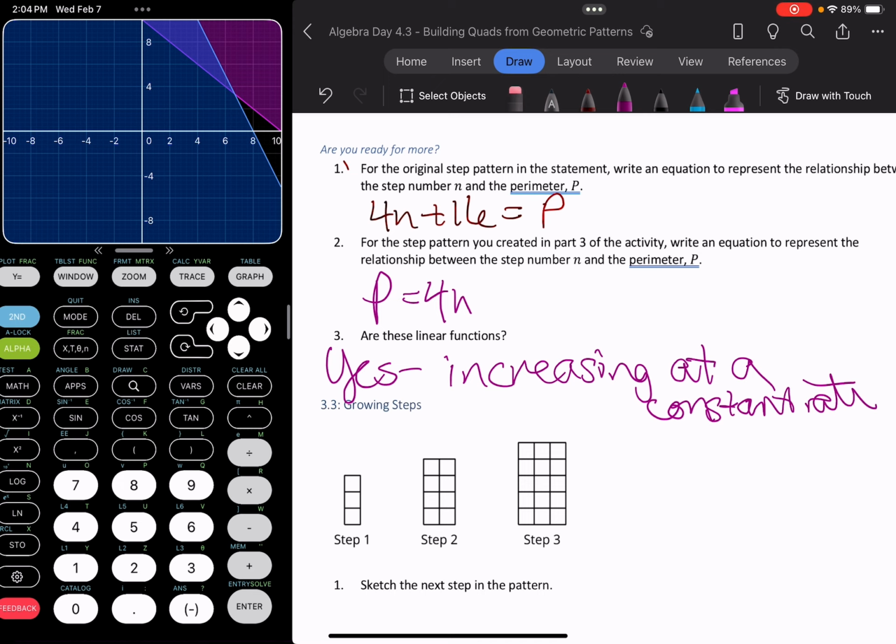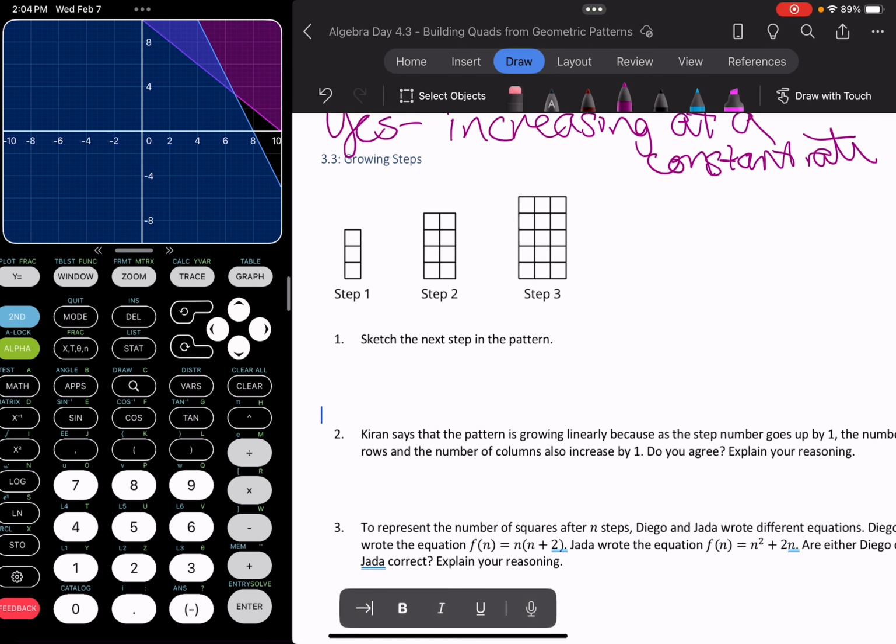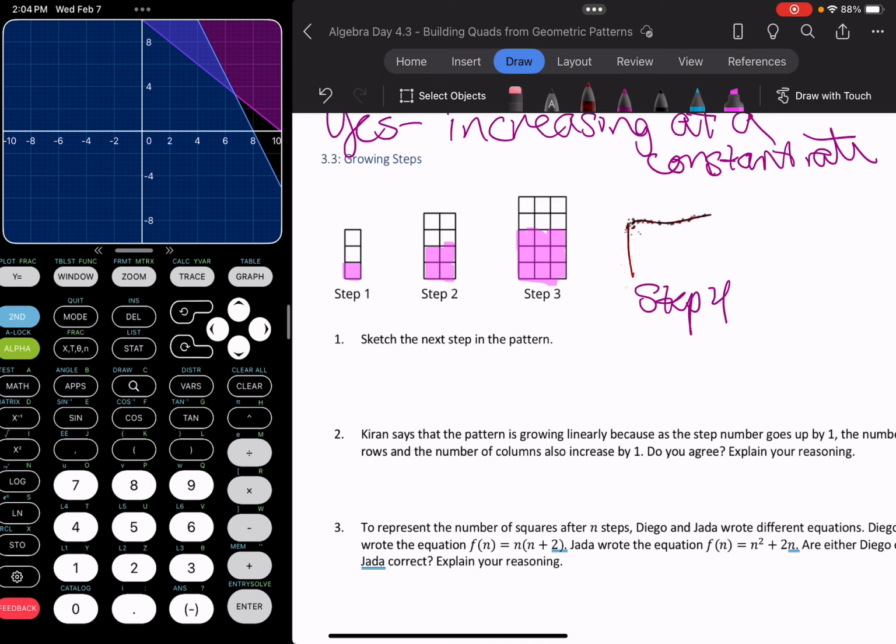All right. Growing steps. Sketch the next step in the pattern. So, step 4. I strongly suggest when you look at these patterns to look at what is the square for the step. So this is the square here, this is the square here, right? And we want to look at what is happening next. Following this pattern, we would have a step of 4 by 4s, and then 2 additional stacks, 2 additional rows on top of this original square of 4 by 4, plus then another 8.